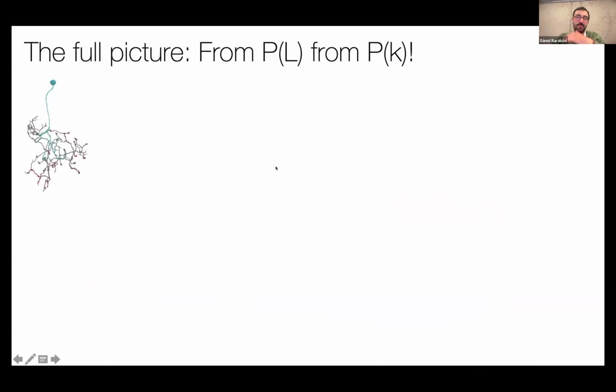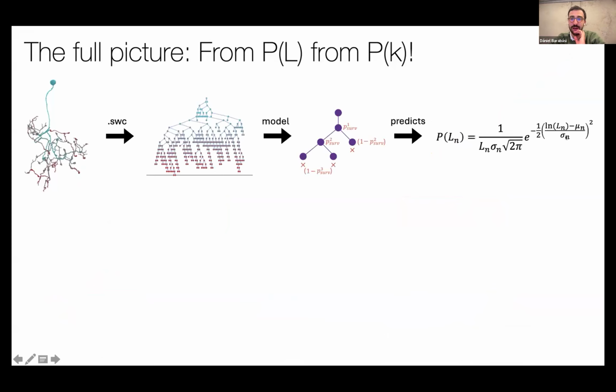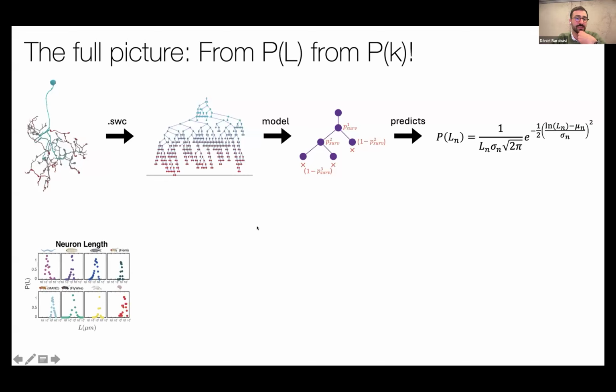Okay. So the full picture, right? We can start from the physicality of the system. We can look at a neuron and we can look at its physical tree. We can take kind of an SWC version of it, a simplified tree version of how these neurons turn into branching processes. And we can model this branching process using the Galton-Watson process. And we can use this to predict the log normal distribution that underlies neuron lengths, right? So this physicality leads to the neuron length predictions.